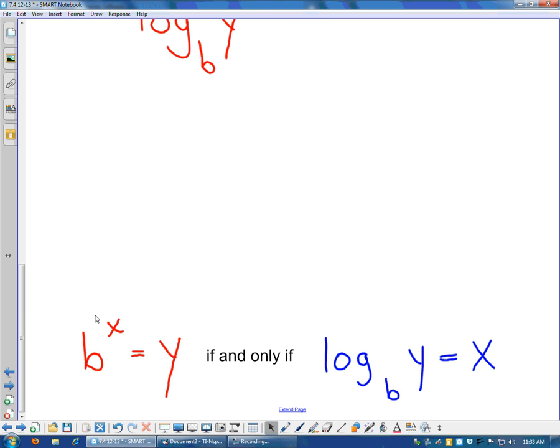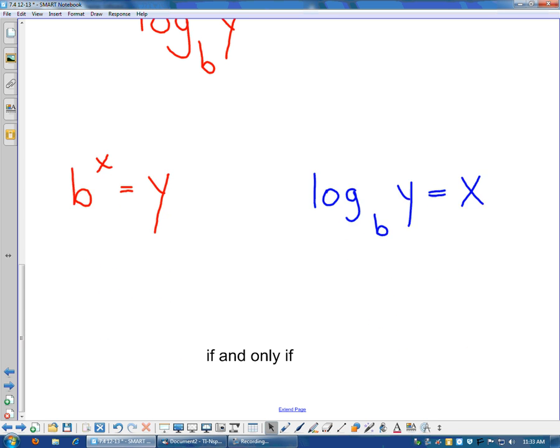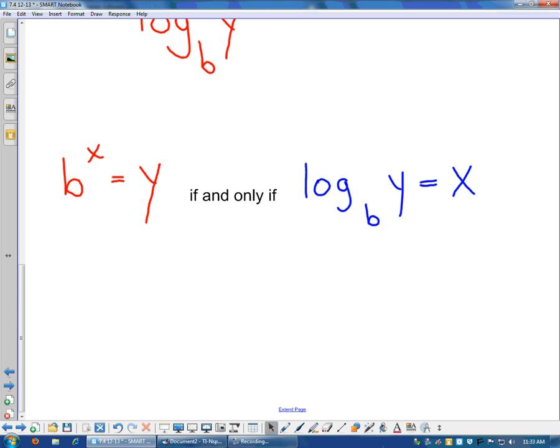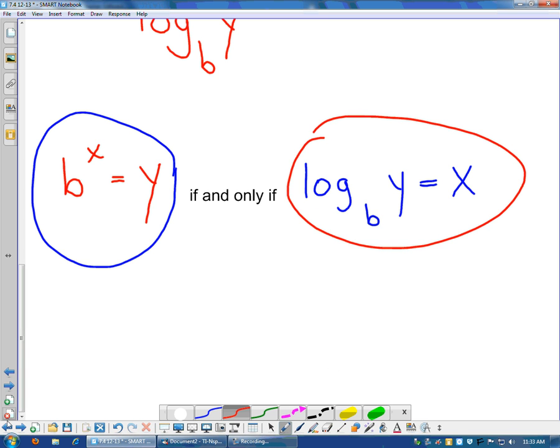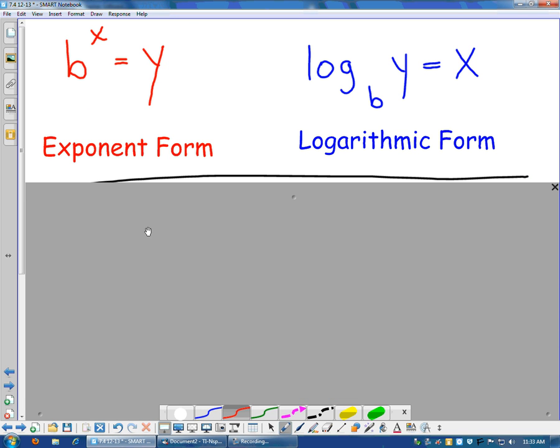One thing you do need to understand is that b raised to the x power is equal to y if and only if log to the base b of y is equal to x. So in other words, what we are going to be doing is going back and forth between exponential form and logarithmic form. This one right here is in exponential form, and this one over here is in logarithmic form. All right, so let's practice a few. Again, b to the x equaling y is in exponential form. Log to the base b of y equaling x is the same exact equation, just written in logarithmic form.